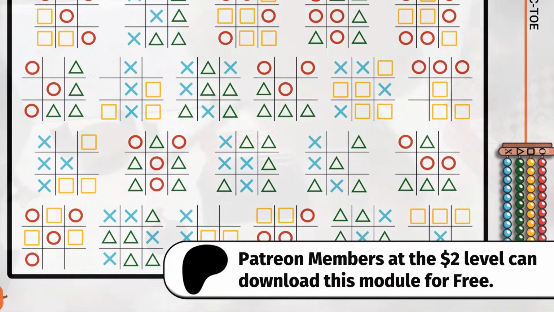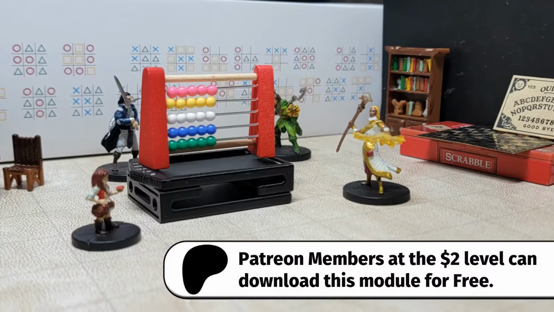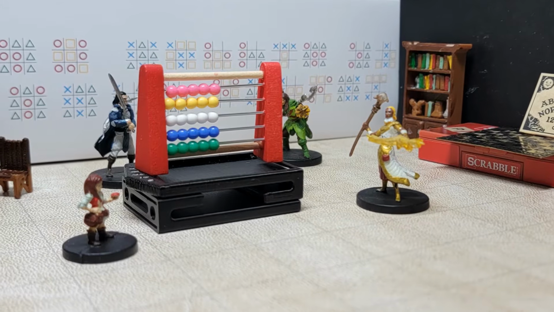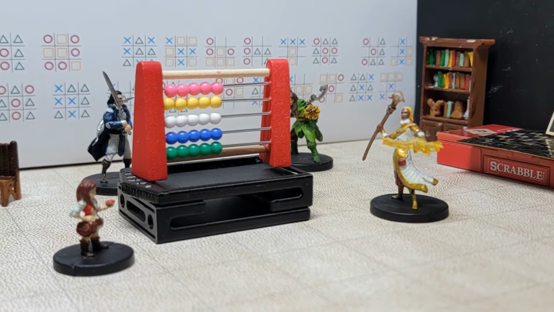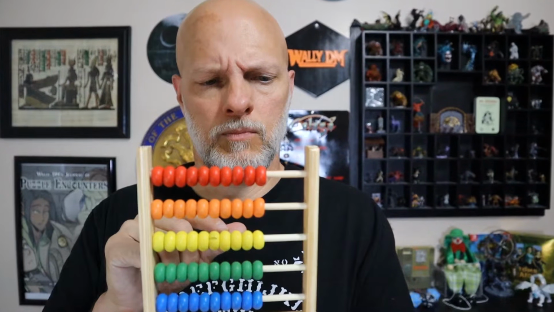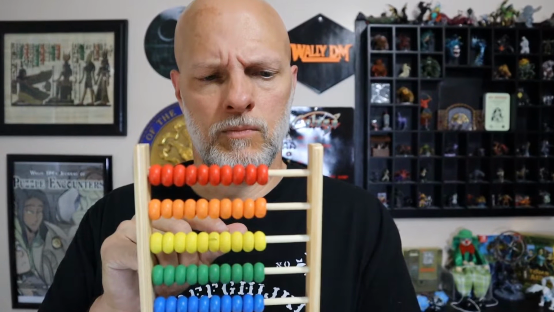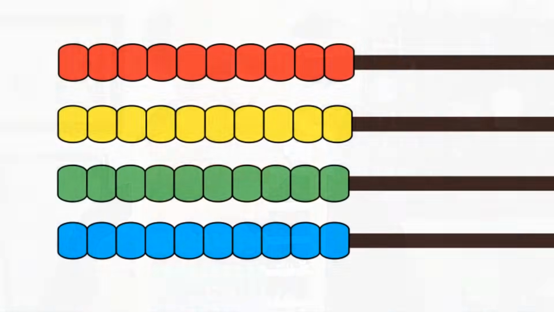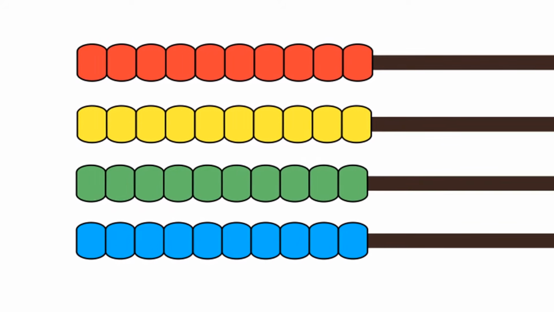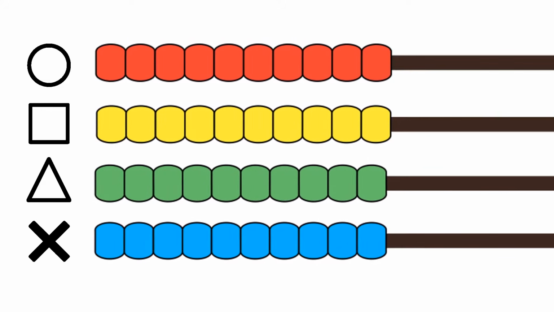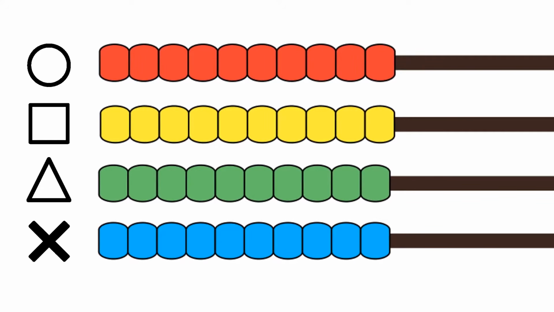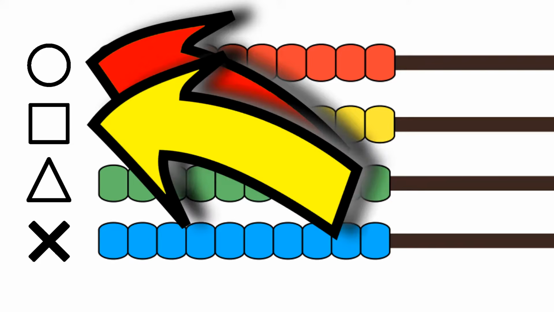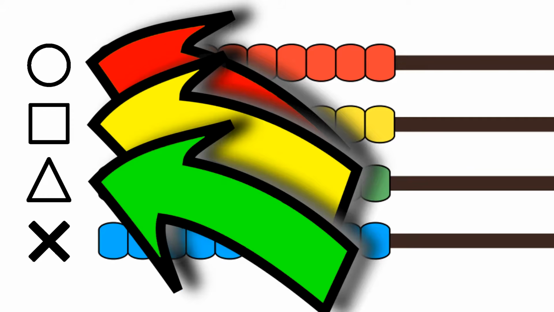Now if the other characters come over and take a look at the abacus, they're going to see that it has an adamantine frame with 4 rows of colored beads. Now each row is going to contain 10 beads, and they're currently all pushed to the left. At the start of each row, they're going to see engraved into the frame that there are symbols matching those drawn by the children haunting the room. There is a circle beside the red beads, a square next to the yellow, a triangle for the green, and an X for the blue.